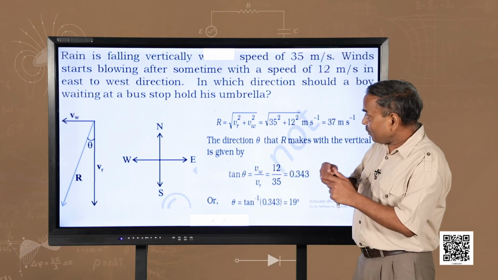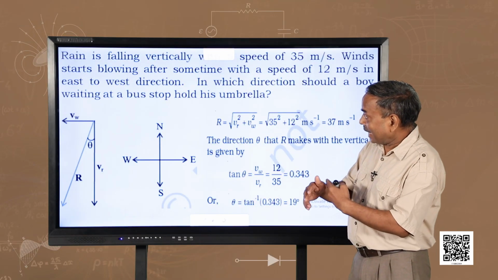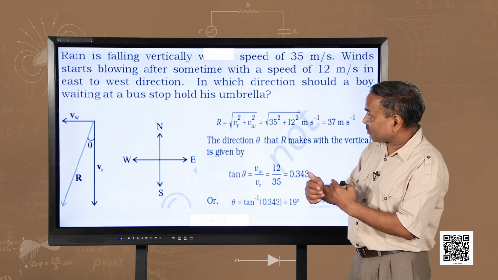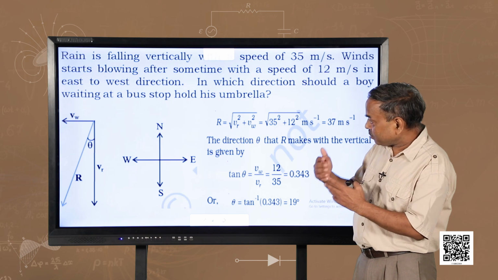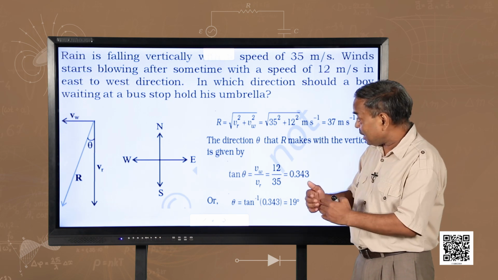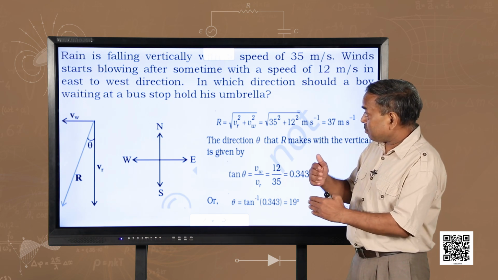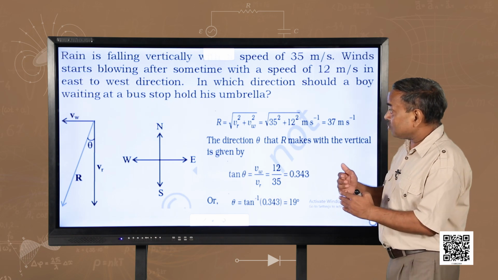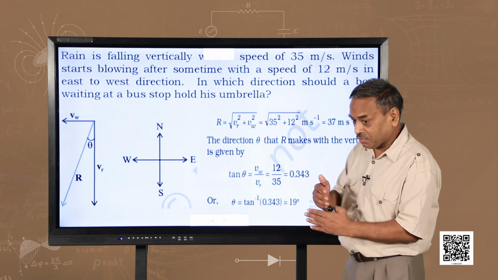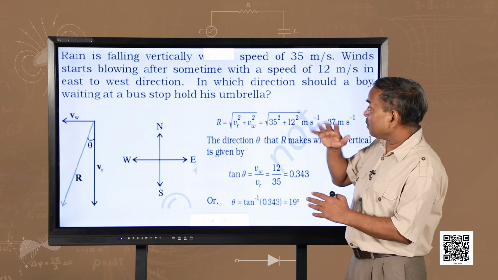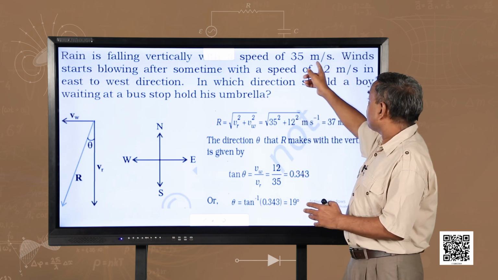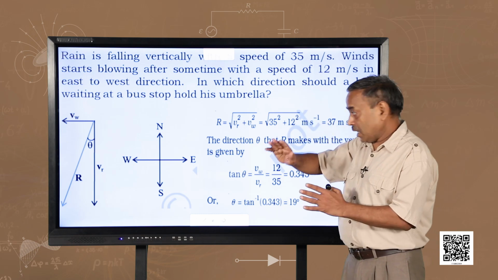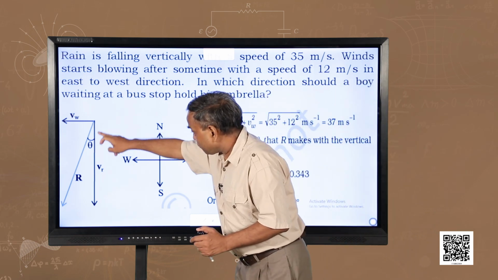Now, after having seen how vectors are added, let us see a realistic situation where these are used. I will not be dealing with this question in great detail at this time, but you should do it. You should understand this question. This question is given in your textbook too. The rain is falling vertically with a speed of 35 meter per second.